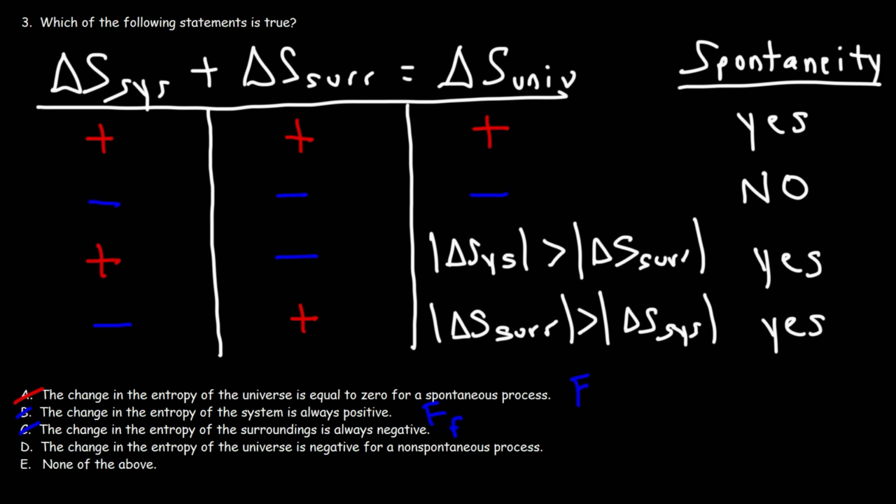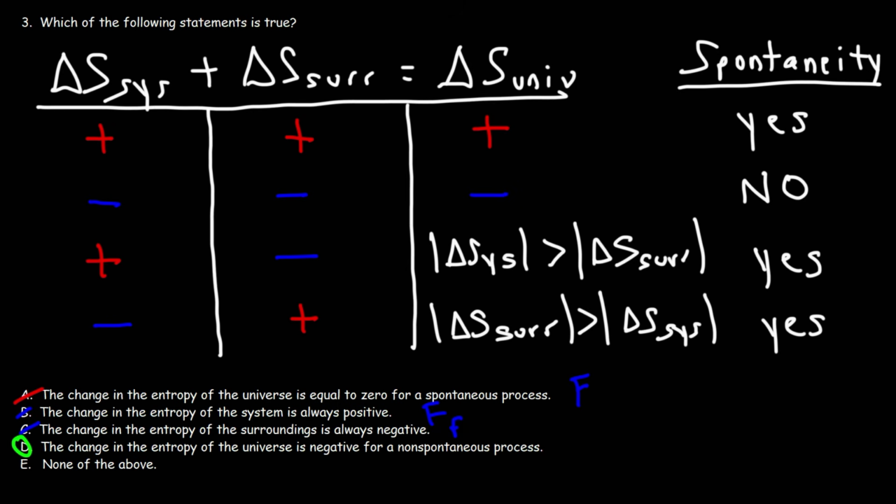Then the whole process will be spontaneous. But what you need to understand is that the change in the entropy of the system and the surroundings can be positive or negative. They're neither always positive nor always negative. They can be both. So B and C are false statements. Now, D is the true statement.